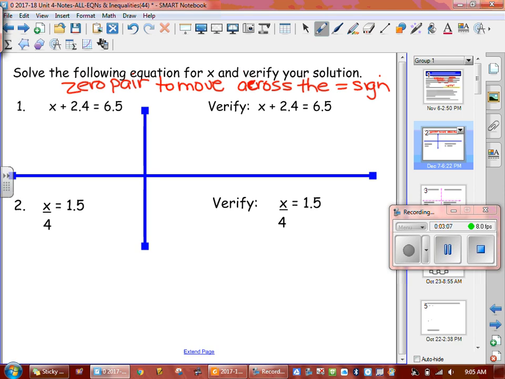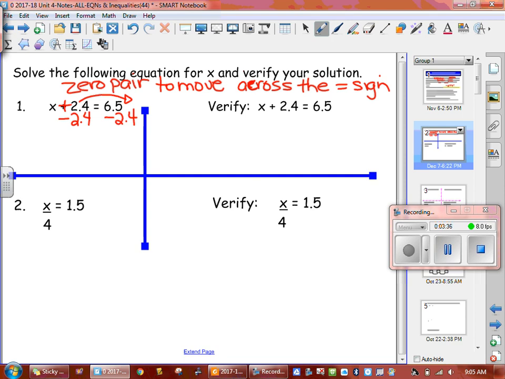So we need to move the positive 2.4 over to the right-hand side. How would we possibly move that positive 2.4 all the way over with that 6.5? This is where we do our opposite operations. What can we do there, sir? Yeah? Negative. That's exactly right. The opposite of our positive sign here is to subtract 2.4. So we're going to subtract 2.4 from both sides.